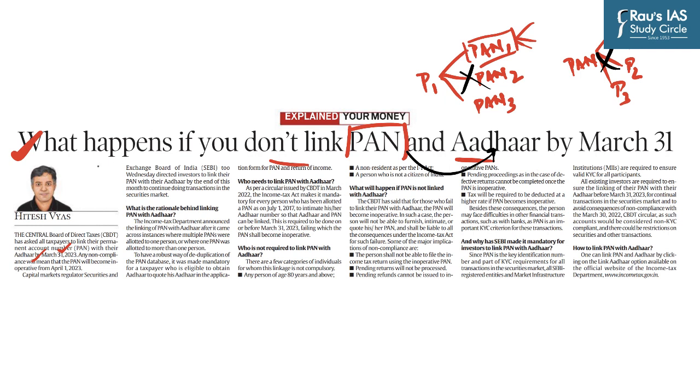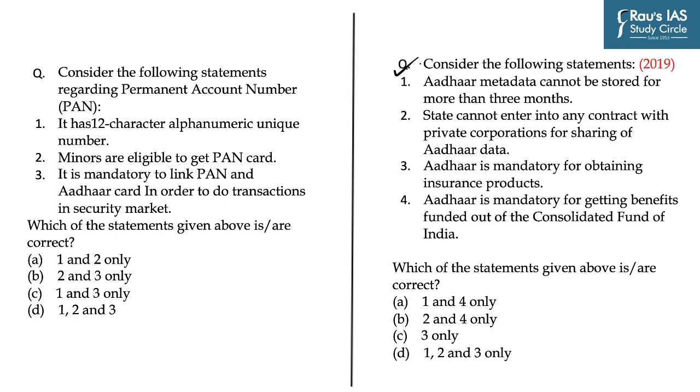Now, if you're wondering how is this relevant for UPSC Civil Services Prelims examination, the question which was asked in 2019 Prelims examination could be pertinent. Where UPSC had asked question related to features of ADHAAR. ADHAAR metadata cannot be stored, state cannot enter into any contract with private corporation for sharing ADHAAR data, ADHAAR is mandatory for obtaining insurance products, and ADHAAR is mandatory for getting benefits funded out of Consolidated Fund of India. So you can see that UPSC has already tested basic features of ADHAAR not just in 2019 but before that also, and hence since permanent account number or PAN is in news, one MCQ on it is important.